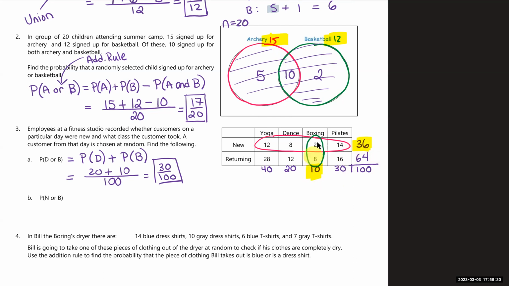And then you can see the intersection right there. So two people were new, and those two people were not only new, they also met the criteria of being somebody that went to boxing. So the intersection, the overlap up here is similar to that overlap there. So the formula is still the same.